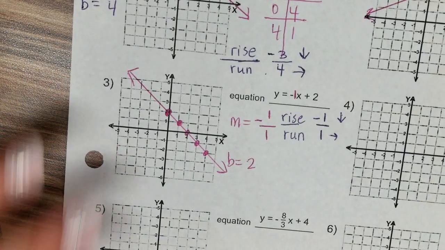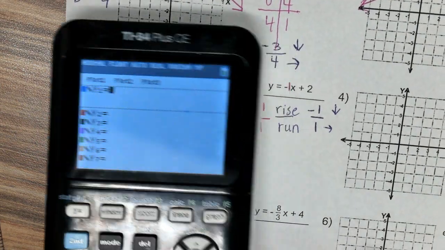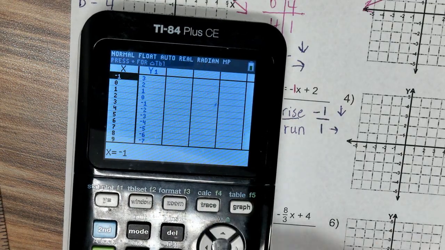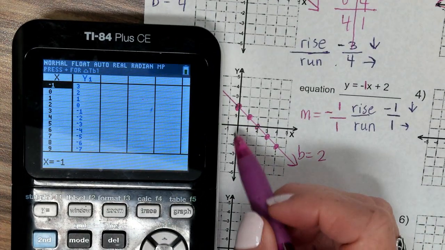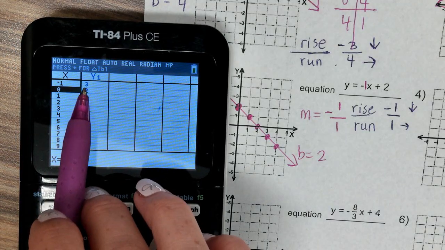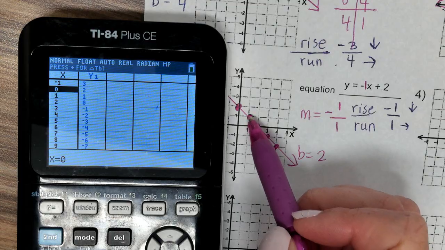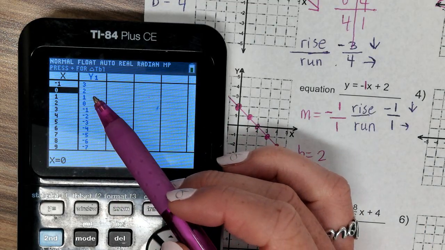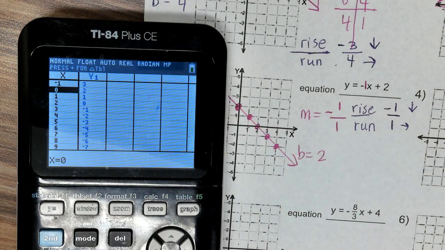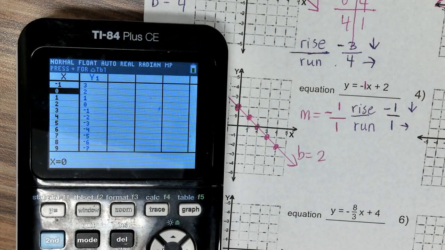Okay, let's check it in our calculator. Go to y equals, type in negative x plus 2. Go to your table. We should have a dot at 0, 2. Is it there? Yep. We should have a dot at 1, 1. Is it there? Yep. How about 2, 0? Yep. So do y'all see how it works both ways? All right, let's go back. Let's go do number 4.